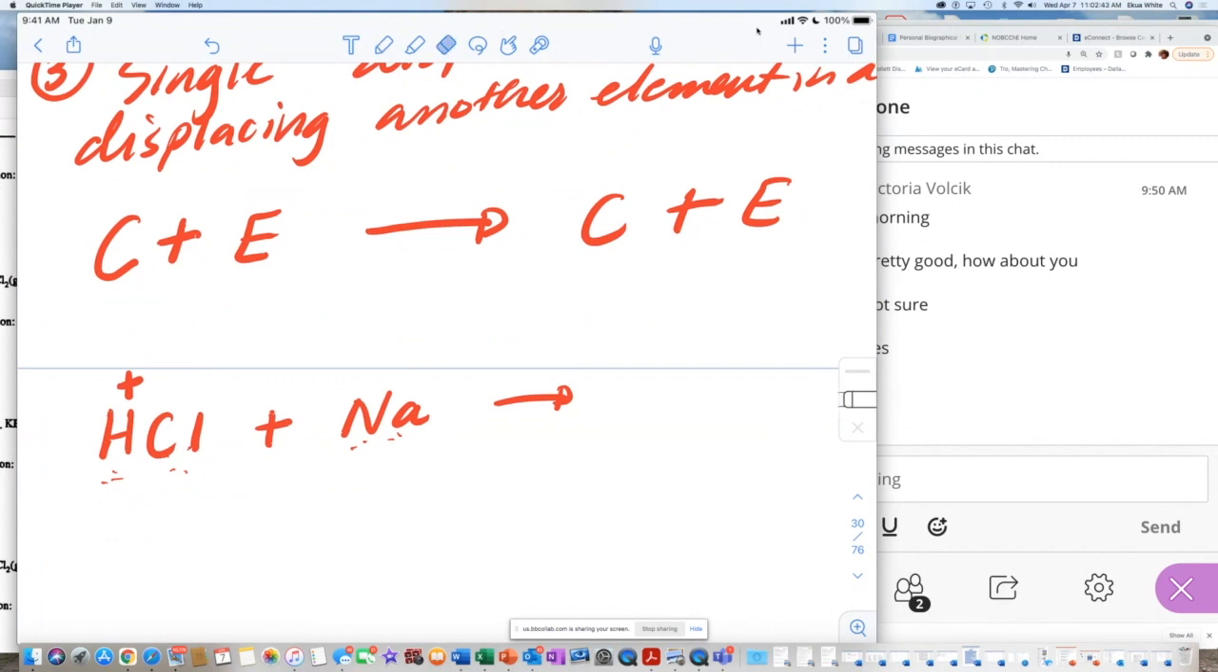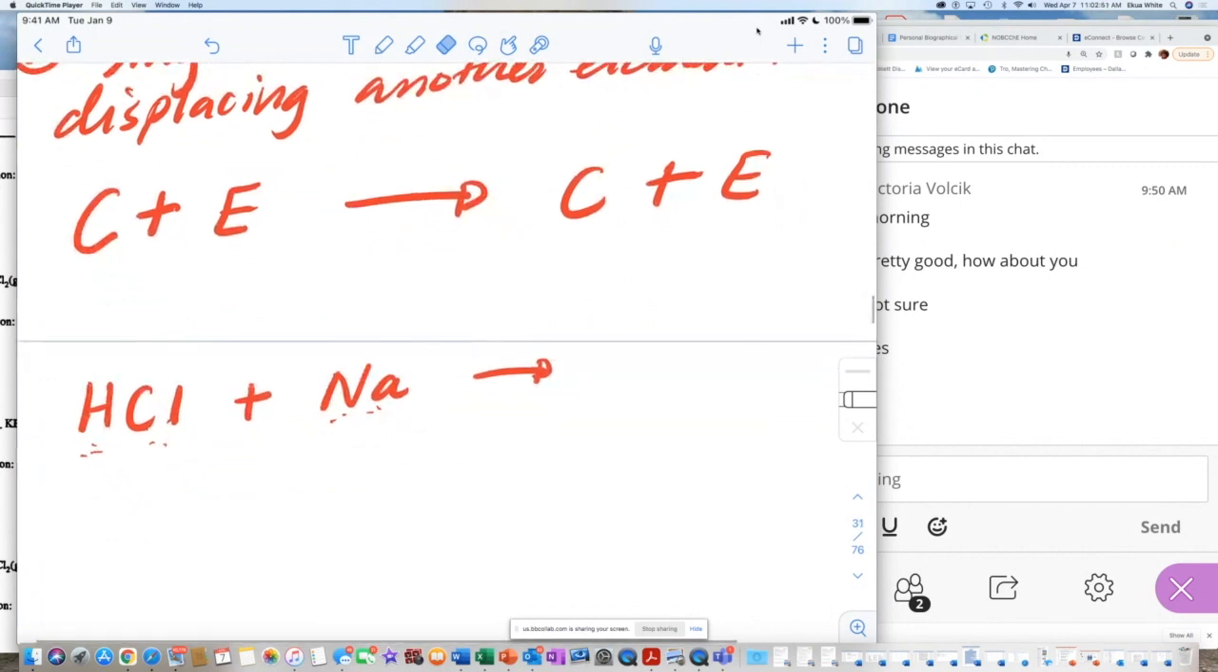Now, this is what happens. Sodium displaces or replaces hydrogen in the compound. Hydrogen thought he had it good when he was with chlorine, but someone better came along. And chlorine has a preference for sodium over hydrogen. Chlorine will remain with hydrogen as long as sodium is not around, right? This sounds like a tabloid that they sell at Walmart. They were in love, and then sodium came around.